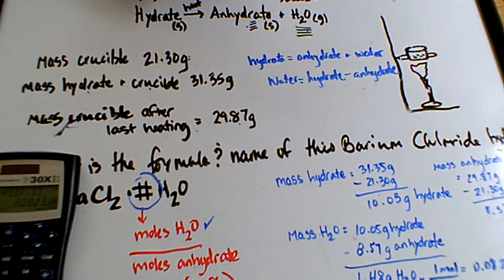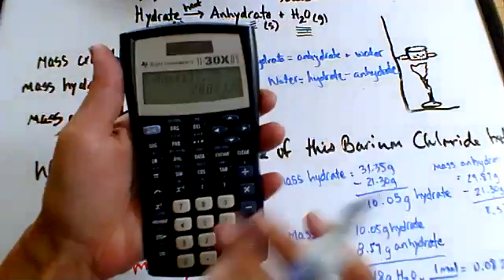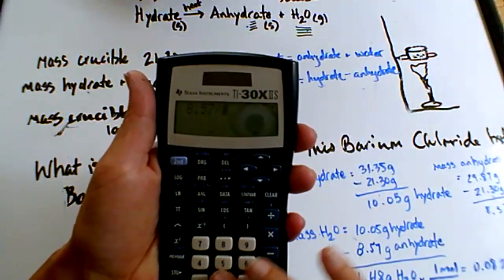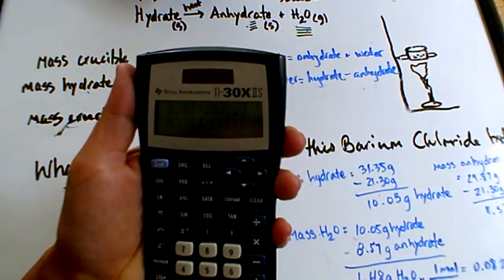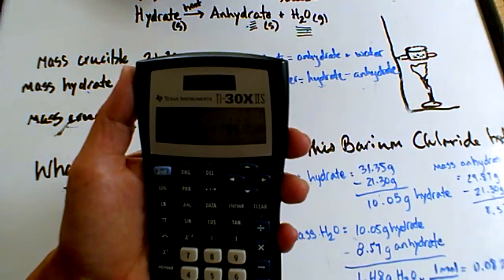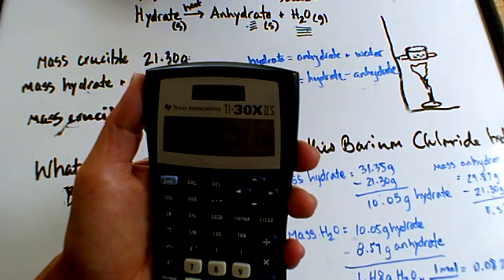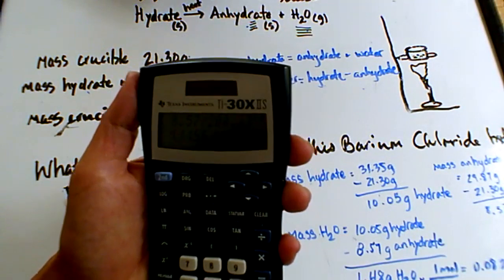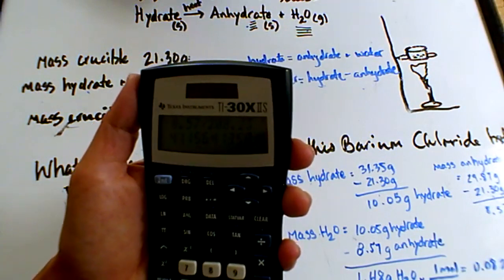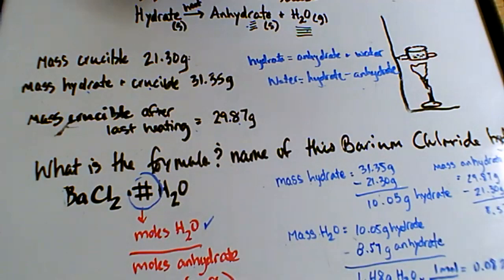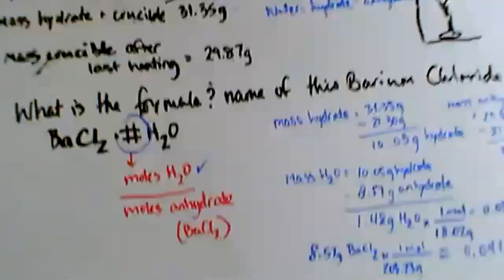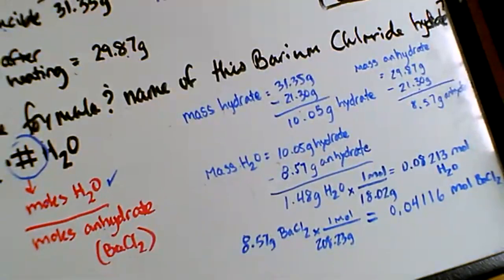Okay, now let's take our 8.57 grams and divide it by our 208.23, and we'll see that we have 0.04116 moles of barium chloride. I'm not worried about significant figures because I need to get a whole number. Now I could do this here. Oh my goodness, so sorry, so sorry.